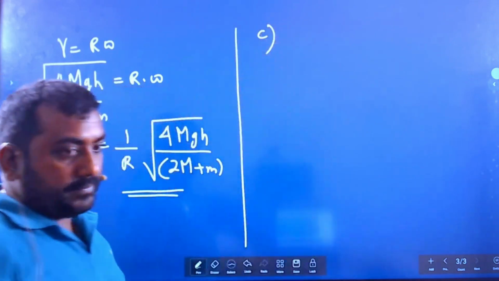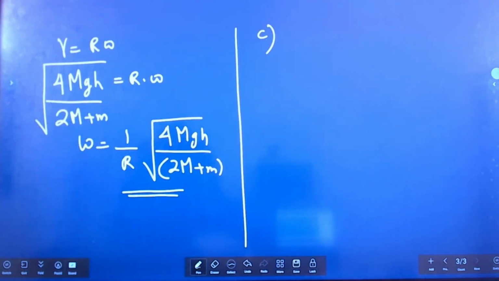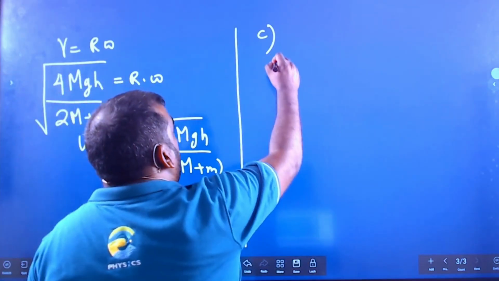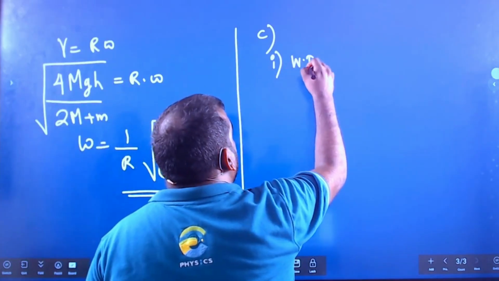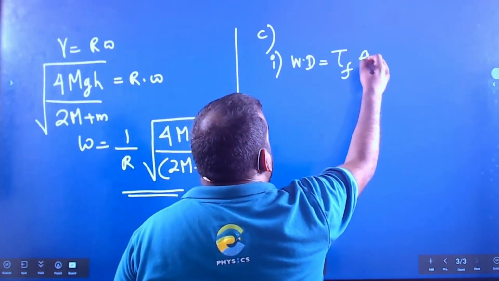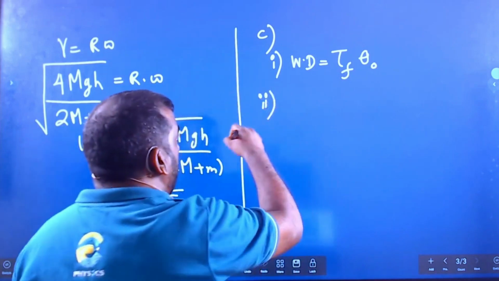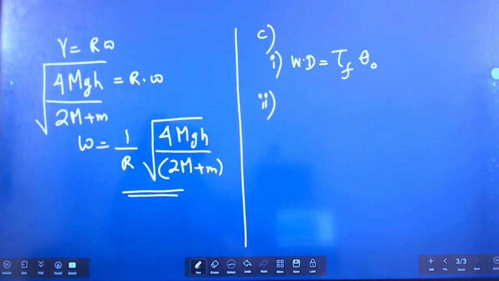Moving on now. Now part C. Look at this. Practical situation. We must consider resistive torque. If the pulley rotates by angle theta naught, the frictional torque is tau F. What is the work done? Work done by frictional torque is frictional torque into theta naught. Next one. Under these conditions, solve A Roman 1, A Roman 2.